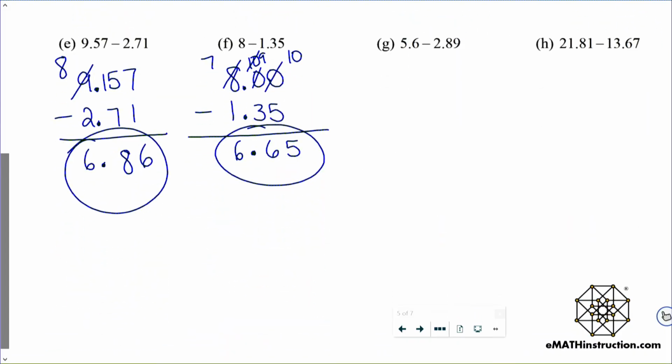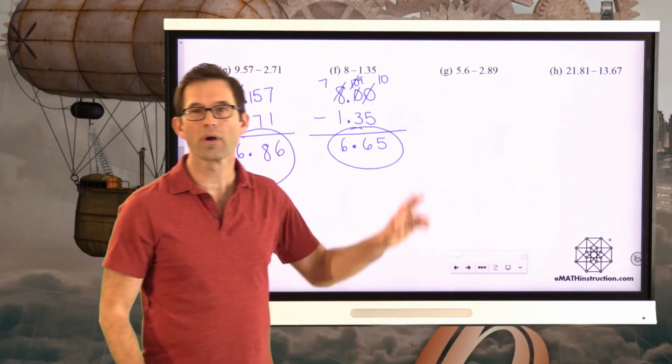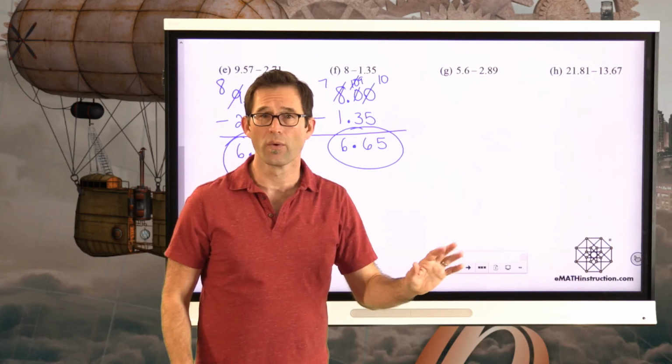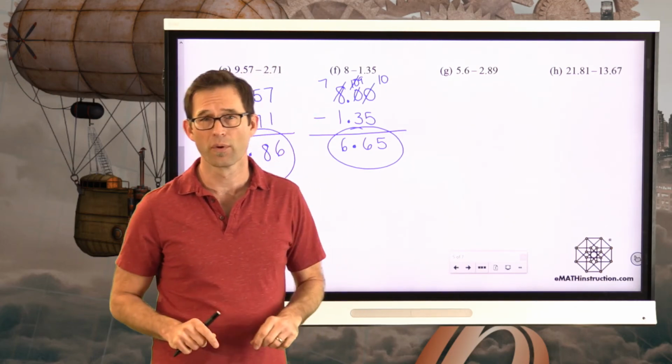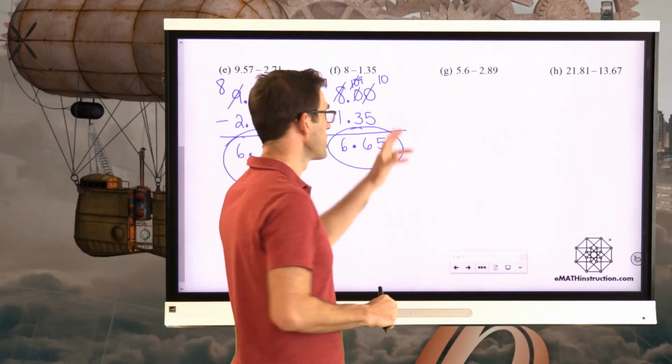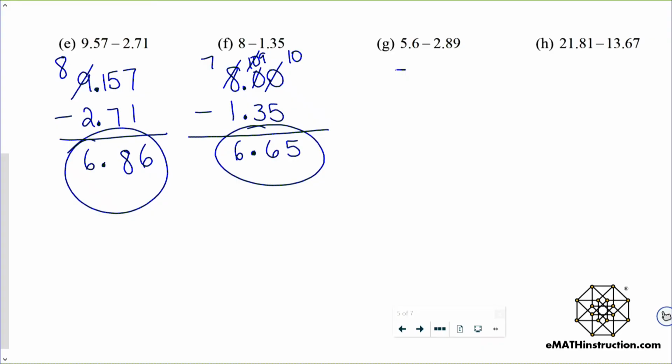1,355. All right, now we're going to work on letter G and letter H, which we're going to rewrite a little bit. Maybe we'll have to add some extra zeros here and there before we do the carrying, or the borrowing. Let's do letter G. We have 5.6 minus 2.89. Make sure those decimal places line up. I'm going to add another 0 onto that 5.6 to make it 5.60.